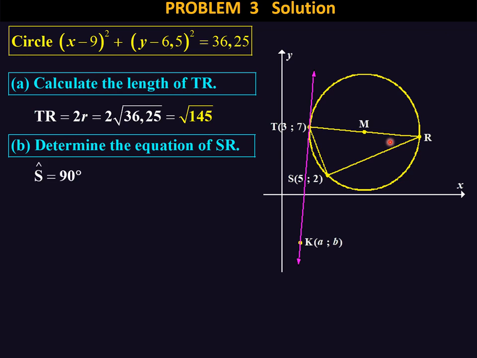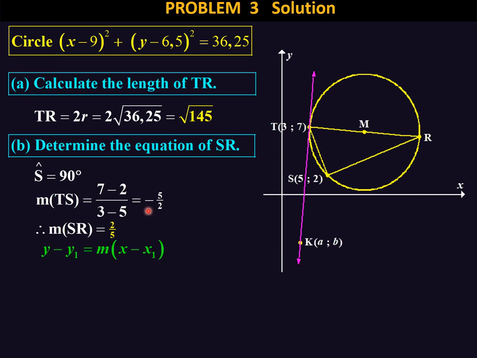angle S is 90 degrees. Why is angle S 90? It's an angle in a semicircle, right? So if I want SR's gradient, I can get it from TS. If I find the gradient of TS, I can use it to find the gradient of SR, because TS and SR are perpendicular. So let's find the gradient of TS. Very simple, -5/2. Now, because it's perpendicular, the one is negative, the other one is positive, and I just take the reciprocal of 5/2, which becomes 2/5.